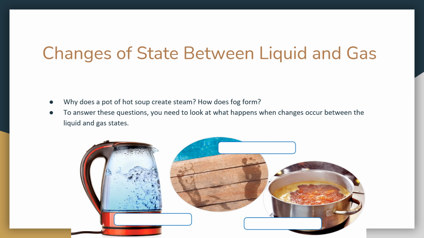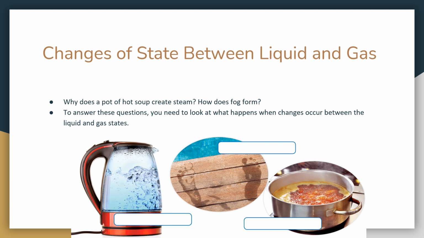Changes of state between liquid and gas. Why does a pot of hot soup create steam? How does fog form? To answer these questions, you need to look at what happens when changes occur between the liquid and gas states.